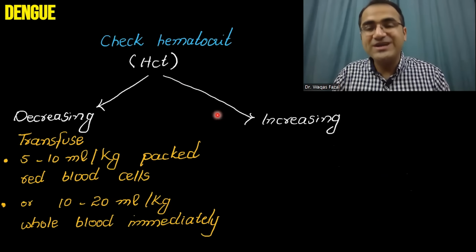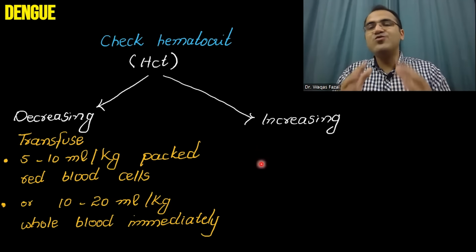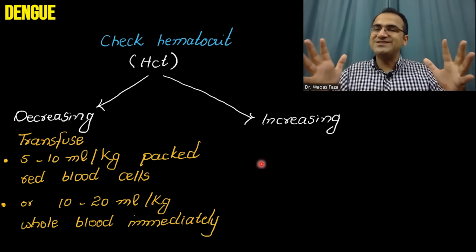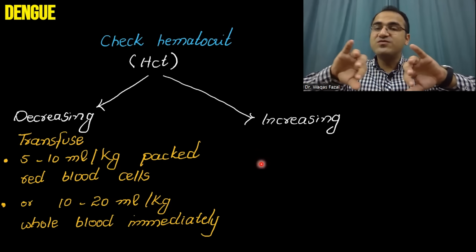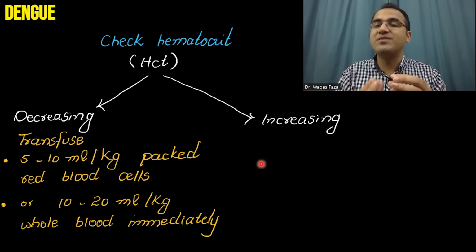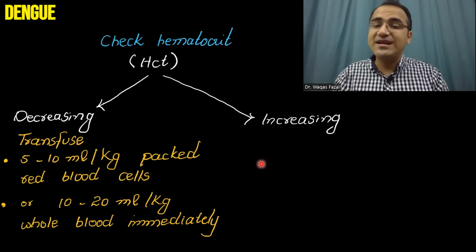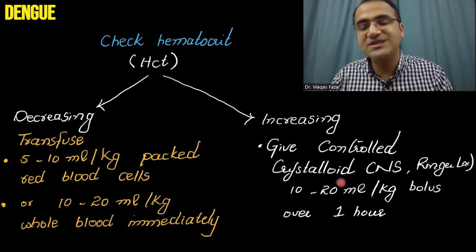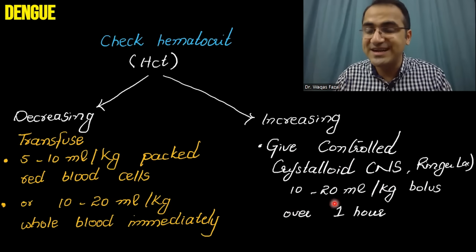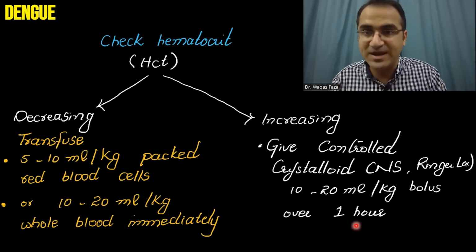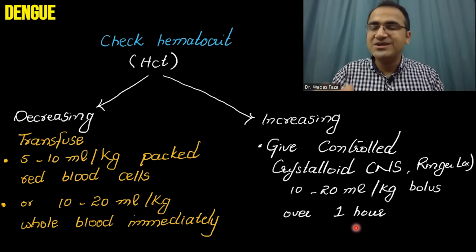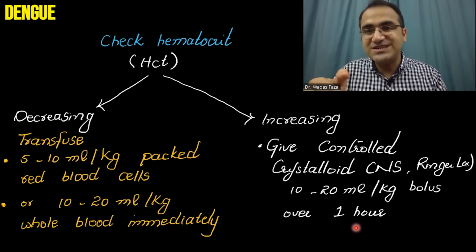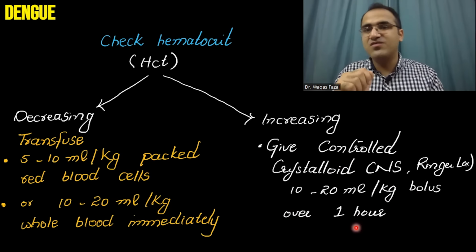And if the hematocrit is increasing, it means that the fluid is leaking out from the vessels into the third spaces. Most likely the patient is not bleeding, but there is leakage of fluid into the third space. Therefore, the hematocrit concentration is increasing. And in that case, you have to give controlled crystalloid, normal saline or ringer lactate, 10 to 20 ml per kg bolus over 1 hour. Give fluids in a step down manner and keep monitoring the patient's hydration status, as well as look for edema in the feet.